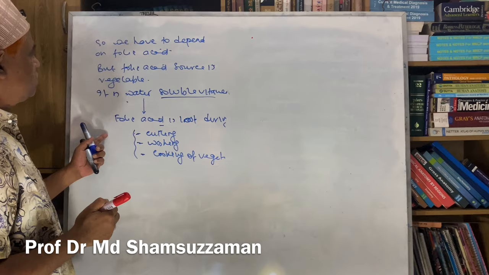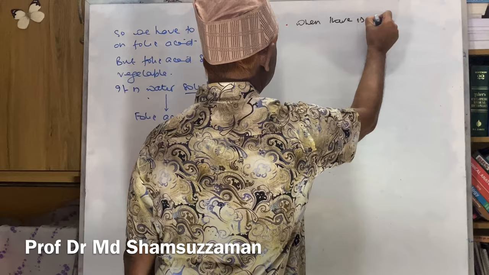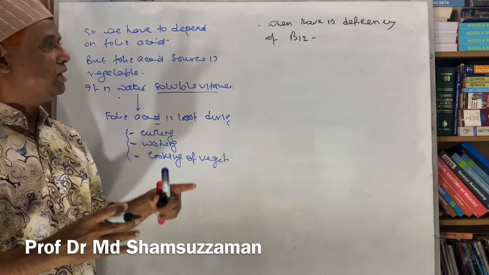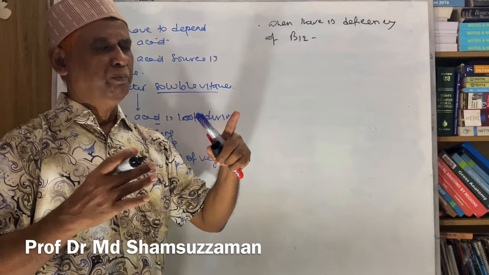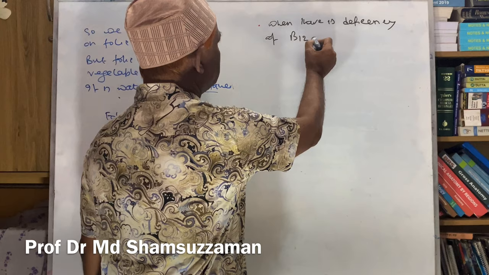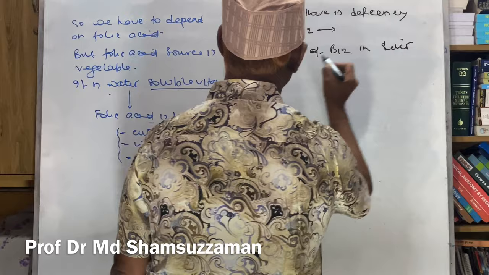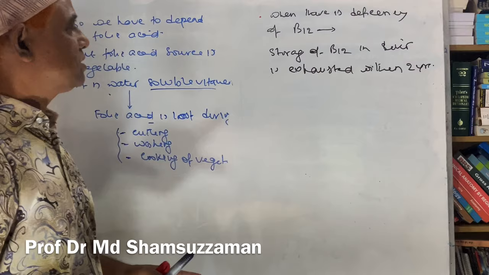The second cause is, when there is deficiency of vitamin B12, you know, folic acid and vitamin B12 both remain stored in liver. So during deficiency of vitamin B12, the storage form of vitamin B12 from the liver tries to compensate the deficiency. And when there is deficiency of vitamin B12, the storage of vitamin B12 in liver is exhausted within 2 years.